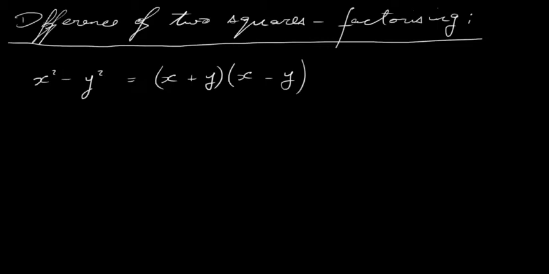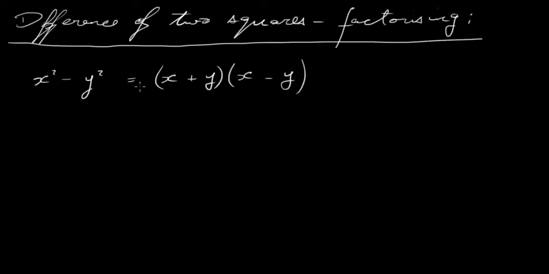Right, so in this example I'm going to do the difference of two squares, and we're going to look at factorizing using the difference of two squares. So the difference of two squares just means that you've got a term squared minus another term squared, and the general rule is it's the first term plus the second one times the first term minus the second term.